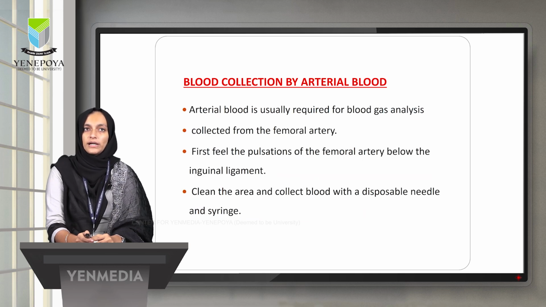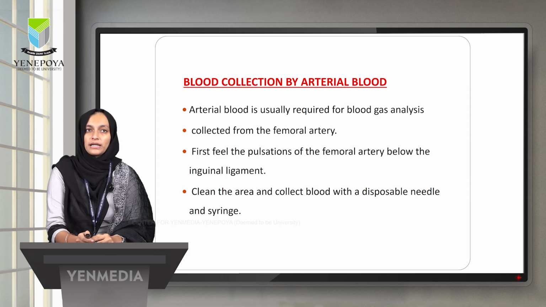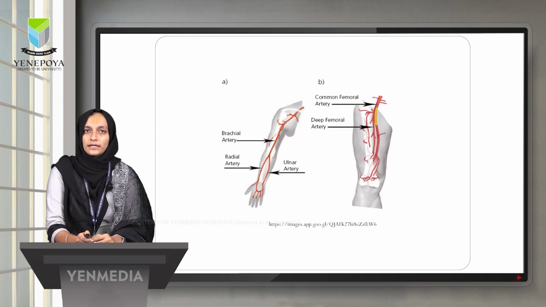Next one, blood collection from an artery. Arterial blood is usually required for blood gas analysis. It is collected from the femoral artery. First feel the pulsation of the femoral artery below the inguinal ligament. Then we have to clean the area and collect blood with a disposable needle and syringe. These are the arteries: common femoral artery, deep femoral artery, brachial, radial and ulnar arteries.